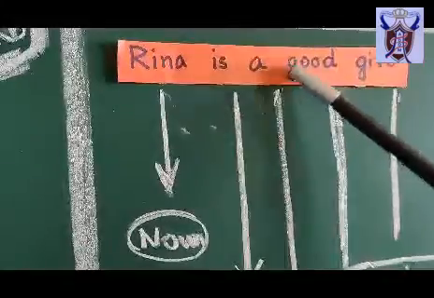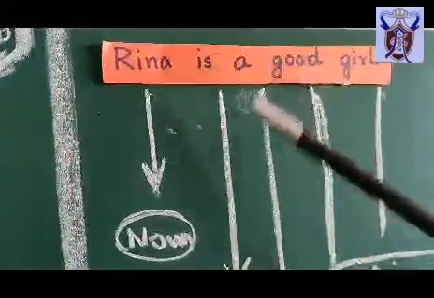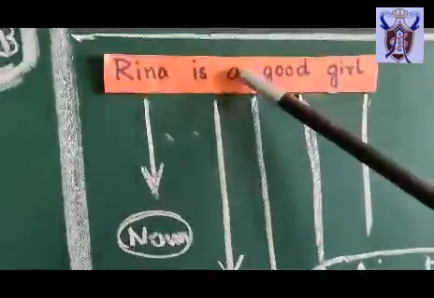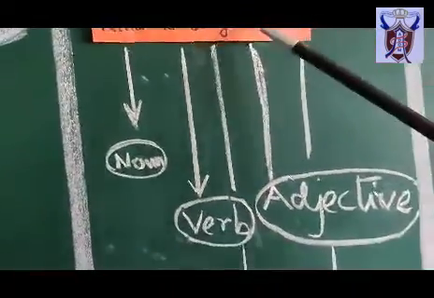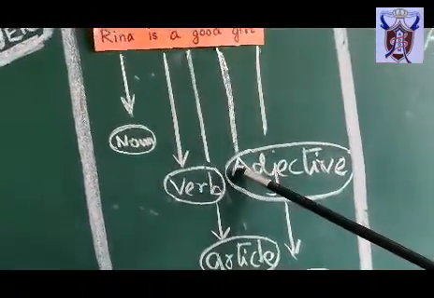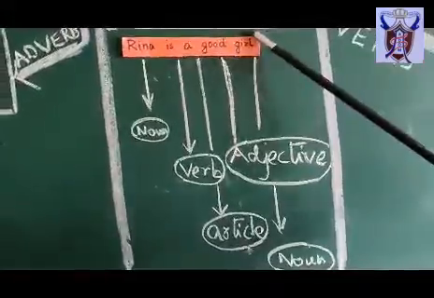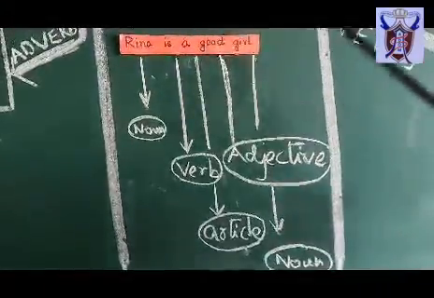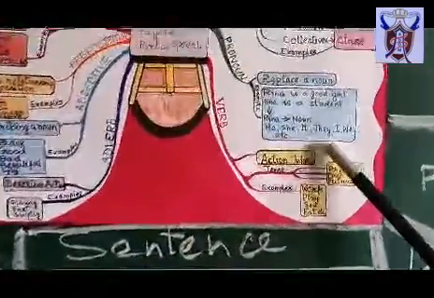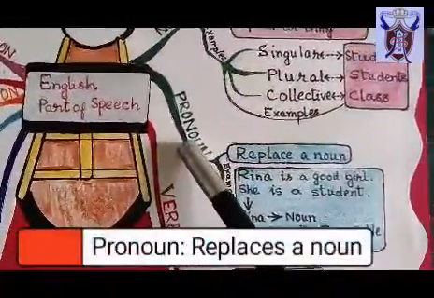They are different parts of speech. Is is what? Verb. A is what? Article. Good is what? It's a quality, that is why it is an adjective. Girl is what? It's a noun. Let's start with the second type, that is pronoun.